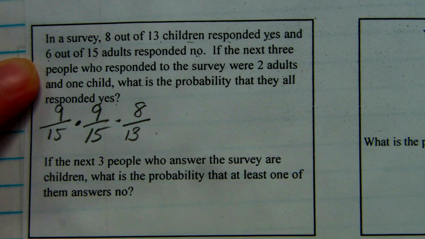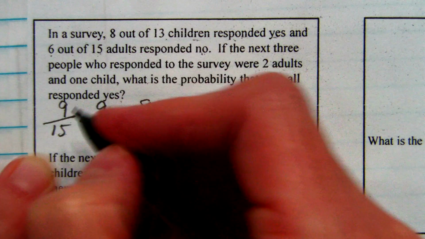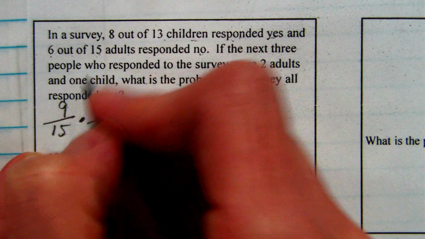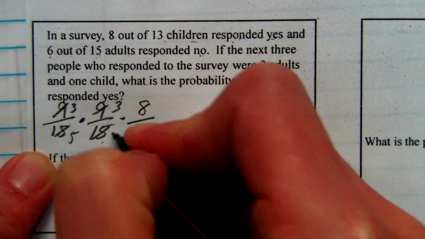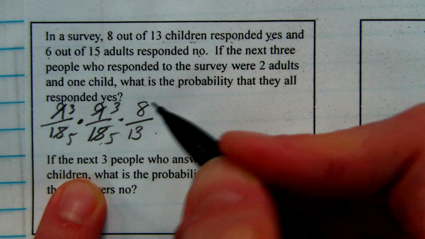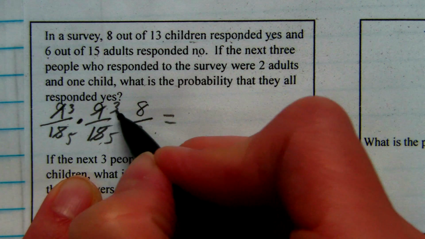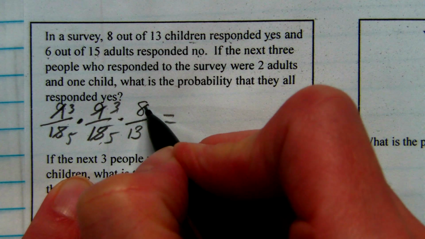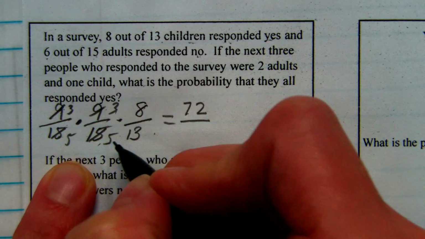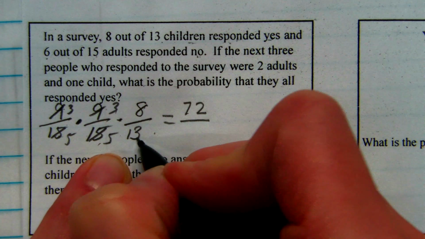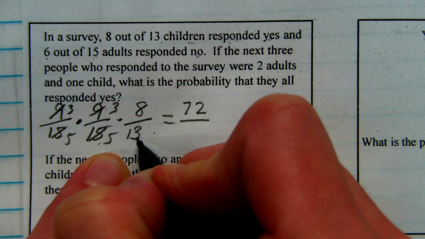Me personally, I would reduce these fractions first because that's going to make this easier. So 9 and 15 both reduced by 3, so I can change that to 3/5 and 3/5. And then when I multiply, I will know that I don't have to reduce anything else. So 3 times 3 is 9 times 8 is 72. 5 times 5 is 25 times 13 is 325, is that right?